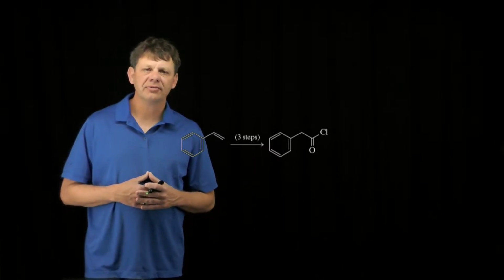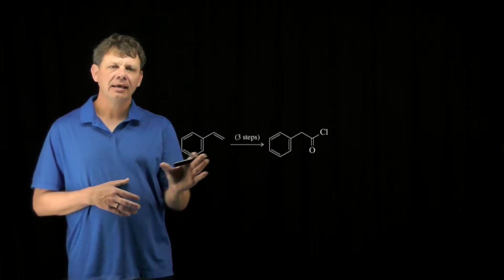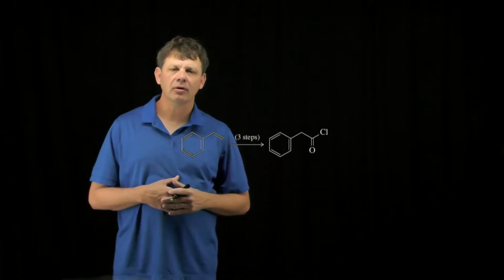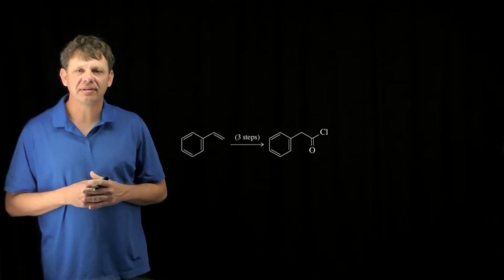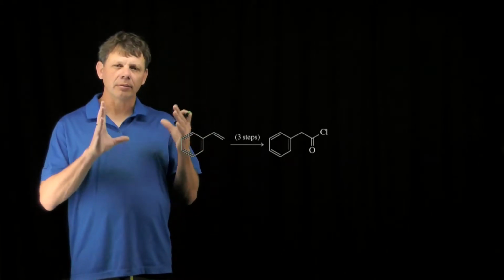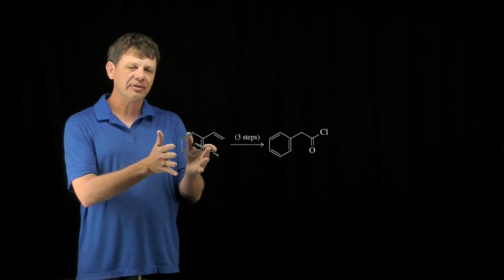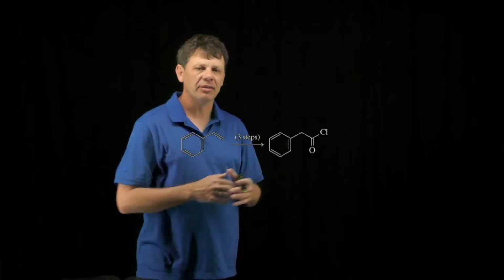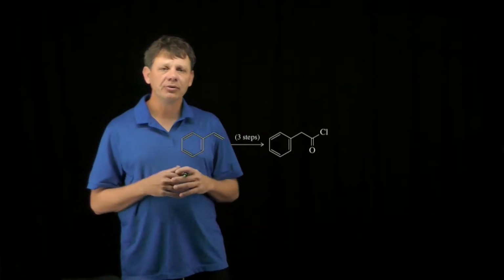This assessment asks us to start with the alkene and synthesize the acid chloride. It recommends a synthesis that involves 3 steps. Now, even though we're approaching this, at least initially, as how do we go from this alkene to this carboxylic acid, as we do with all synthesis, we want to work backwards.